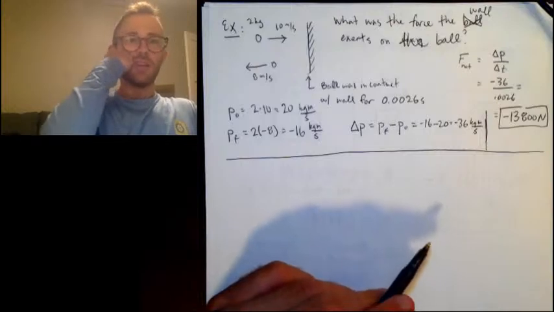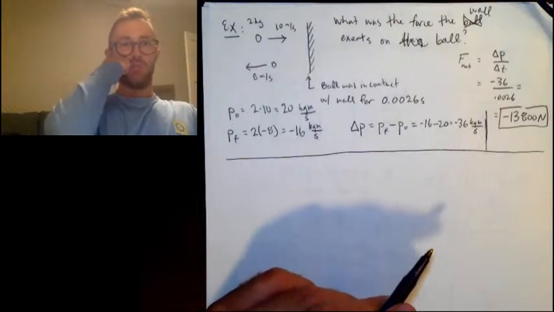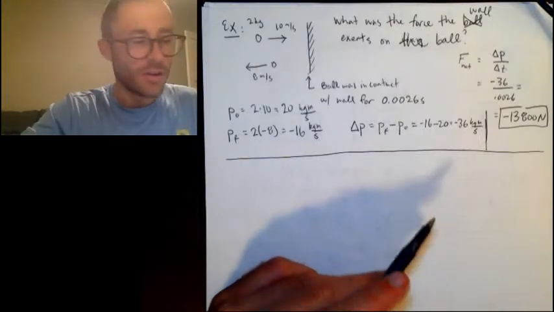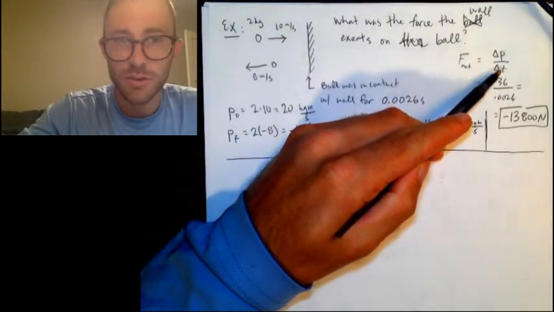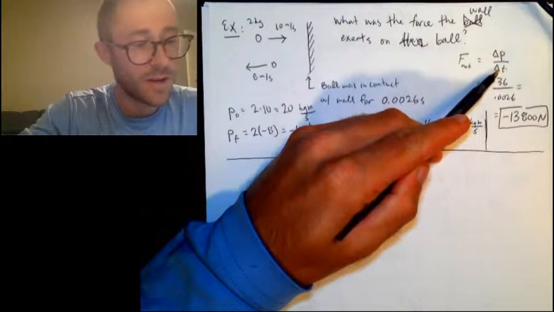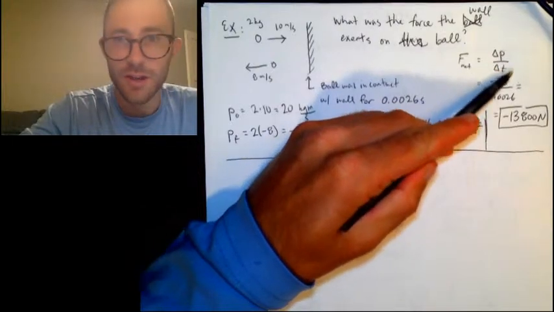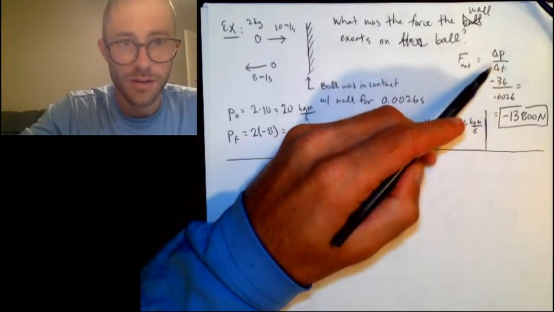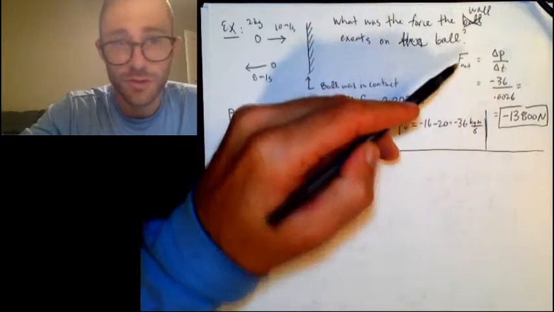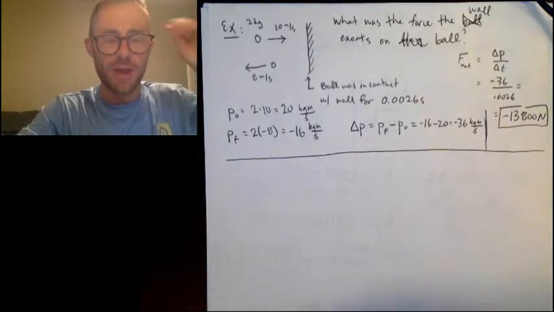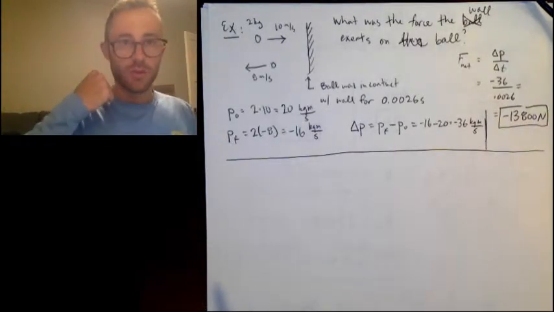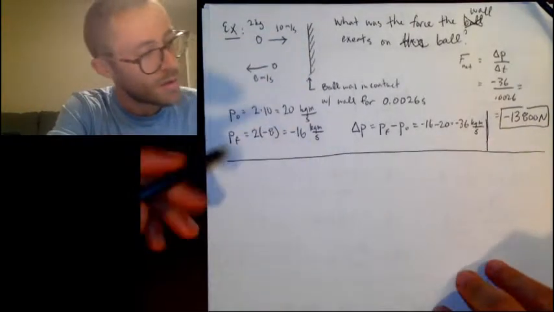Now, by doing that, by moving their head back with the punch, they're increasing the amount of time that the fist is in contact with the face. Okay, so you can see if we make the amount of time bigger, we're making the denominator larger, which reduces the force. Okay, so it's less painful if you move your head back with the punch.